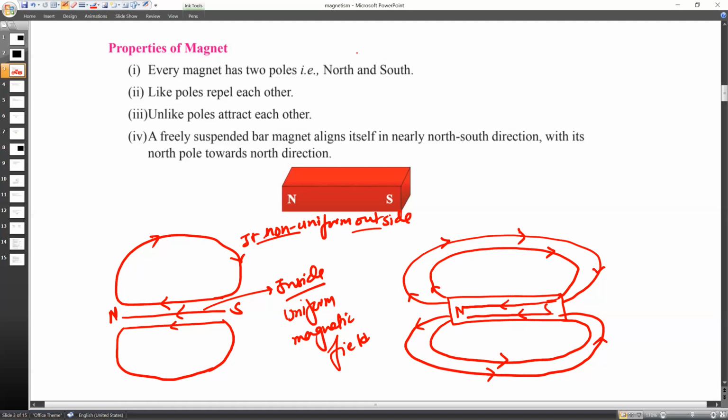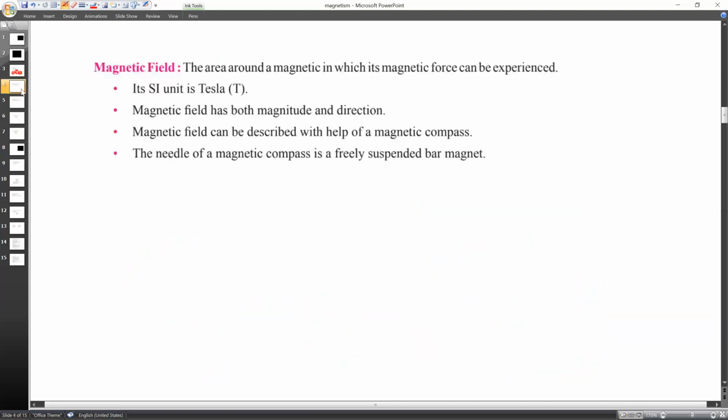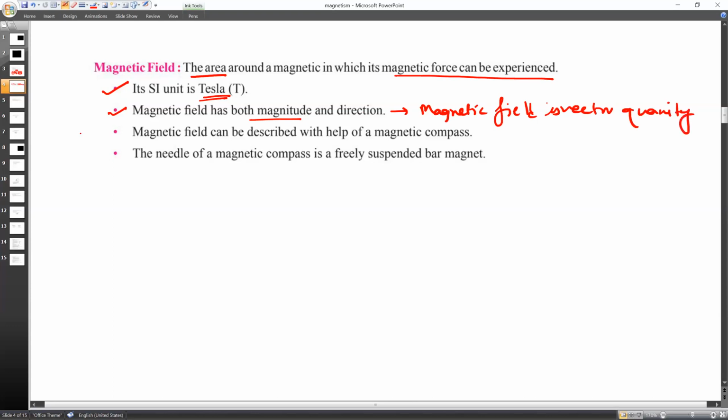Yes, sir. Okay, so now moving to the next part, the properties of magnetic field lines. The magnetic field is the area where the magnetic force can be experienced. Its unit is Tesla. Magnetic field has both magnitude and direction, so we can say that magnetic field is a vector quantity.